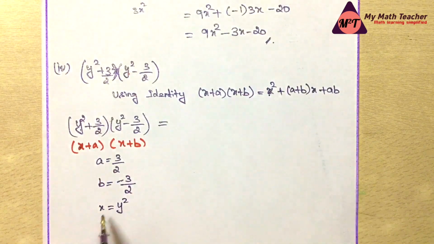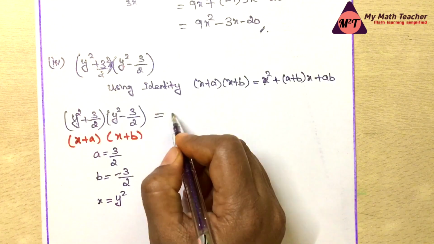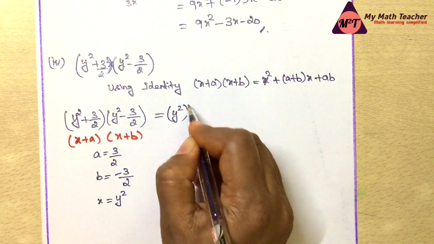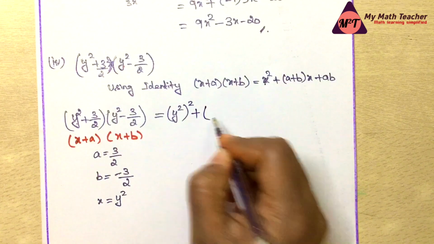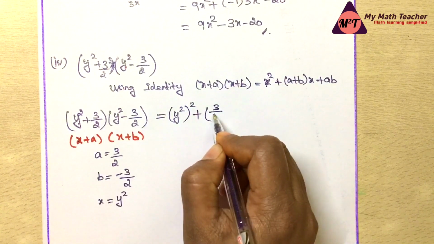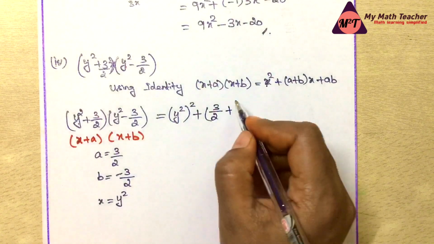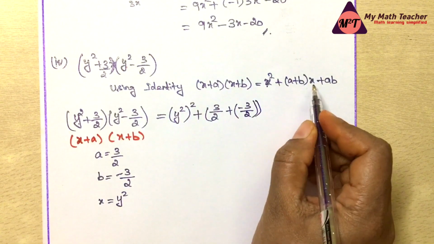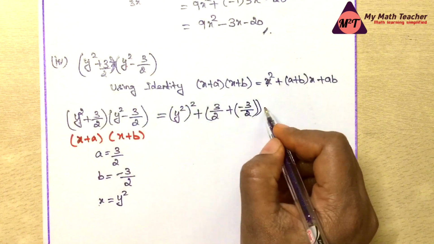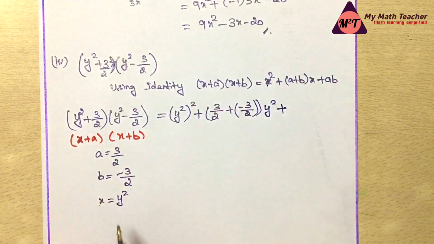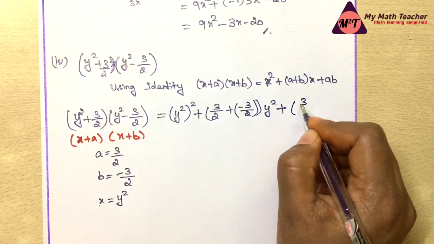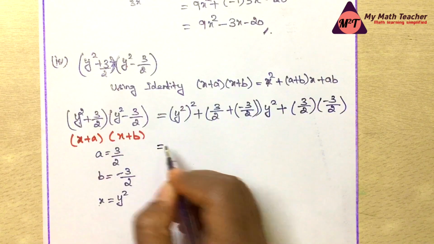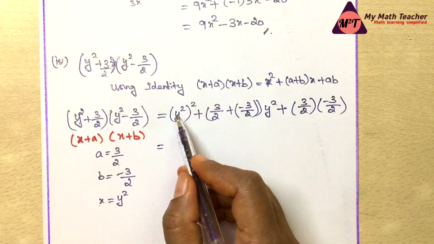Now x square. What is x here? x is y square. This is x value. Again you have to square it. Plus a. What is a here? 3 by 2. Plus b is minus 3 by 2. Okay, close the bracket. Now into x. What is x value? y square plus a into b. a here is 3 by 2. b is minus 3 by 2, which is equal to, now expand by multiplying, y square the whole square.